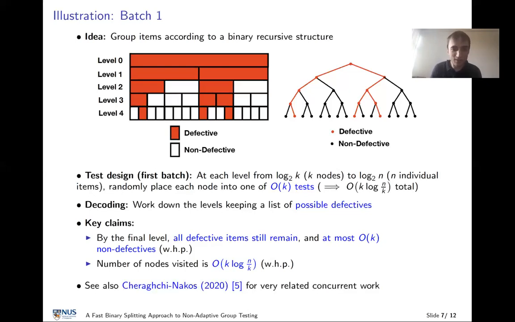I should mention that essentially the same idea was proposed in concurrent work by Cheraghchi and Nakos. They gave a few interesting further perspectives on this. They showed it could give you a for-all style list recovery guarantee, and they applied it to several other problems, including heavy hitters and compressed sensing. So that's also worth checking out. In our paper, we discussed some minor advantages of our analysis, but overall, I think both papers are definitely worth looking at.